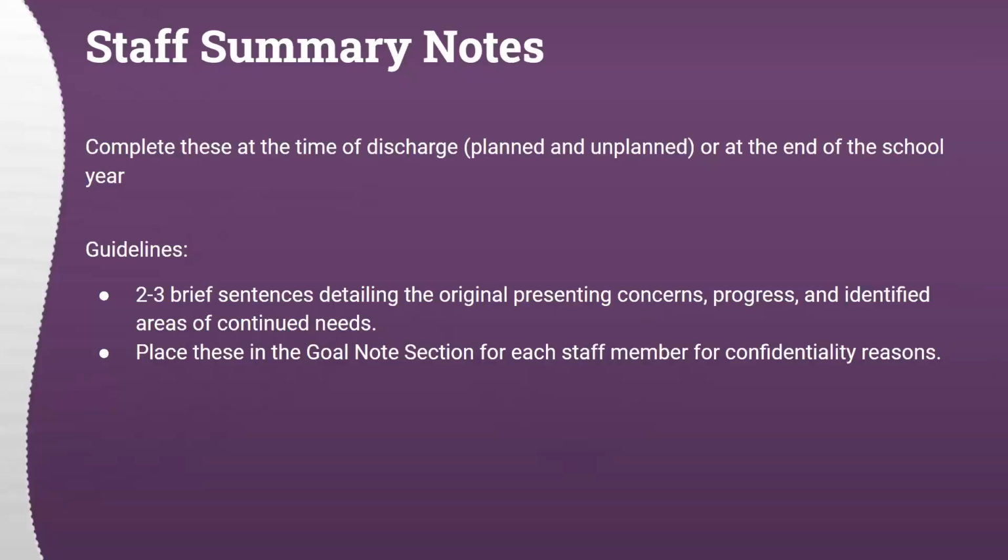Now let's talk about what we do for staff, since we don't do care plans for staff. Instead, at the conclusion of treatment, either discharge or at the end of the school year, we complete a staff summary note. Each therapist must conduct one of these for every staff on their caseload and then write up a summary note. They should really just be 2 to 3 brief sentences detailing the original presenting concerns, any progress that they've made, and identified areas of continued need. This should go in the goal note section for each staff member for confidentiality reasons.